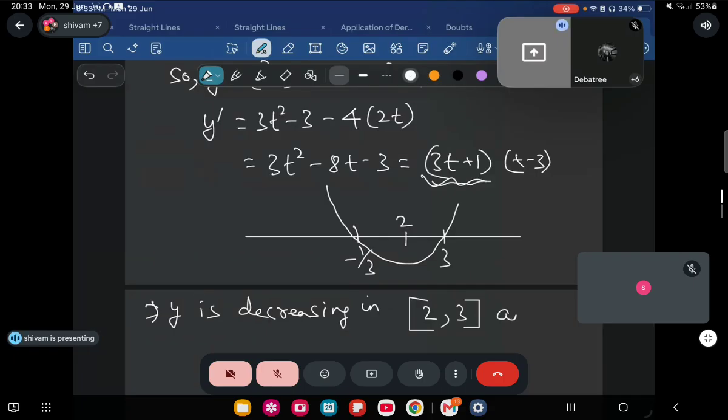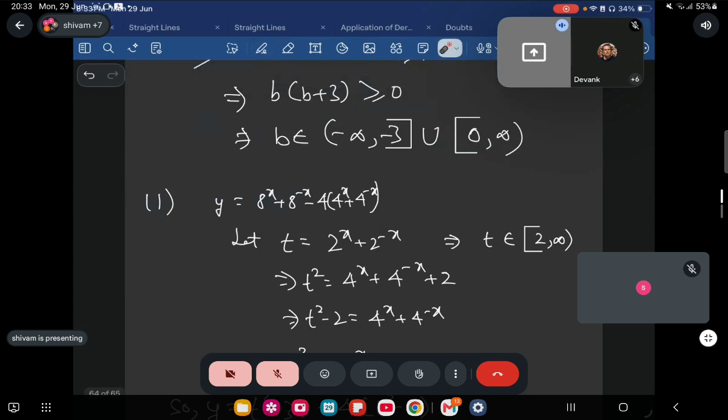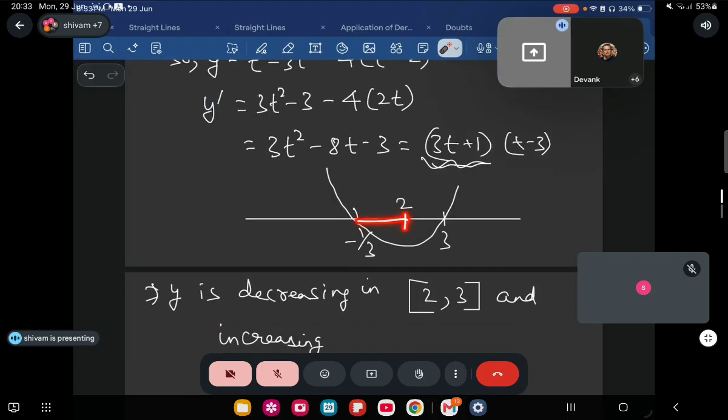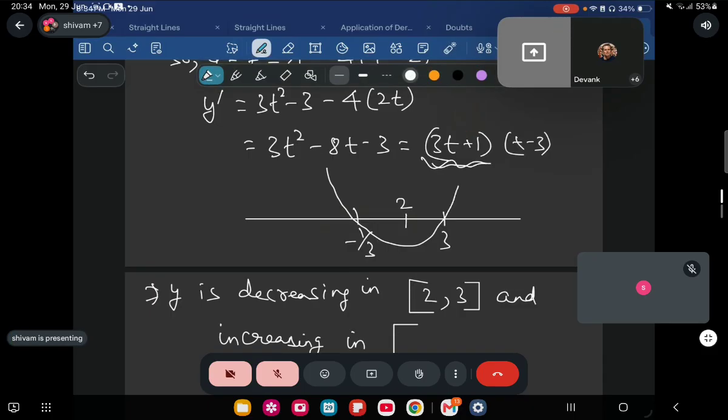Are you getting why I took 2 comma 3? Sir, please explain once more. Yes, Devang, the range of t is 2 comma infinity, right? So why would you take any value below 2? Below 2 we shouldn't take. Yes, sir. t belongs to 2 comma infinity. In the range 2 comma infinity, this is always positive. And where is it increasing? Increasing in 3 comma infinity.